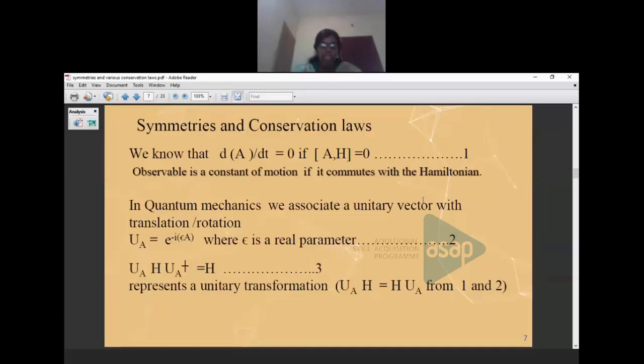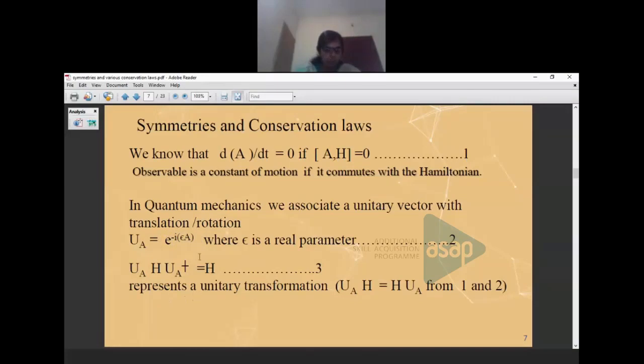Now in quantum mechanics, whenever there is a transformation, translation or rotation, we associate a unitary operator, the general form of which is U equal to e raised to minus i epsilon times A. Now let me tell you one thing: this exponential term is a series, not a single term. e raised to ix is 1 plus ix by 1 factorial and so on. Why I am telling you this, you will realize it.